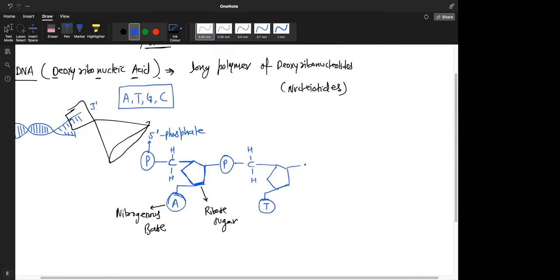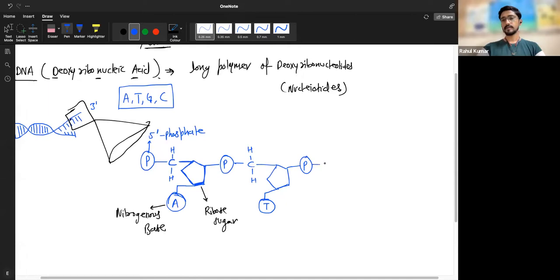Another phosphate attached to carbon, which is attached to a sugar, and this sugar is attached to a base. Now this time it could be guanine. So ATGC, and then it continues. You understand? So this is a long chain, but if you want to know one link of it, just the one monomer, this is the one monomer.